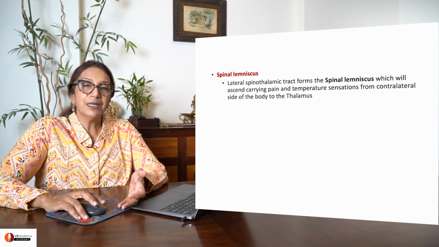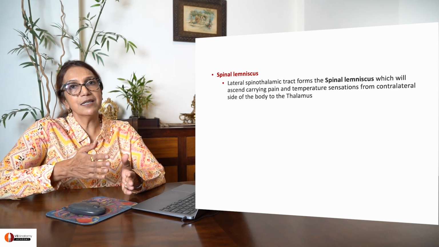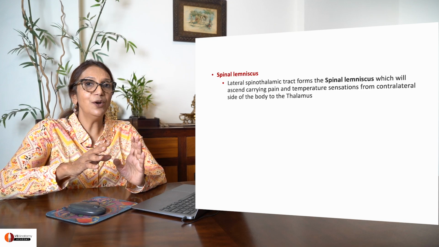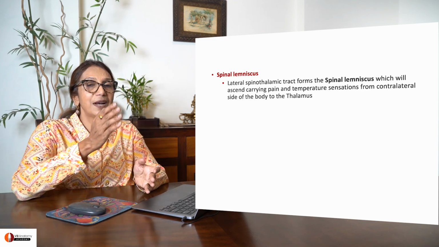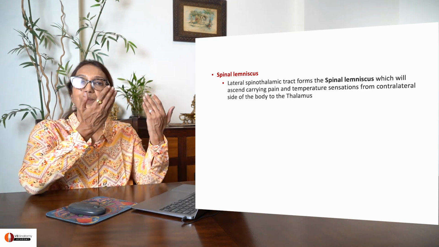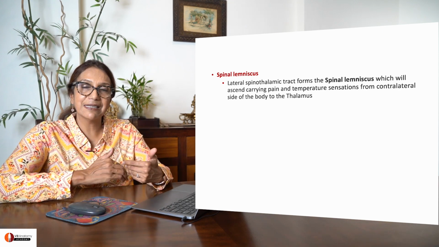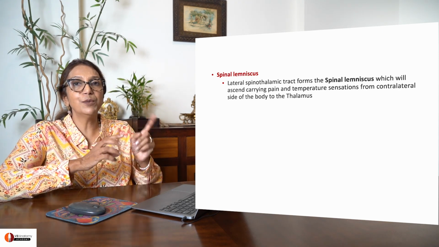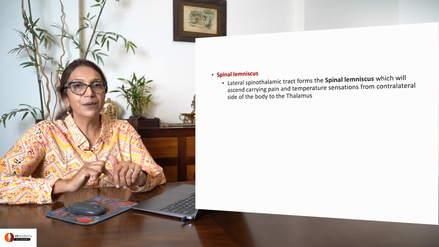What is spinal lemniscus then? Spinal lemniscus consists of fibers carrying pain and temperature, but from the opposite half of the body. Trigeminal lemniscus is carrying from the opposite half of the face. Okay? Whereas in case of spinal lemniscus, it's carrying from the opposite half of the body. That's the difference.